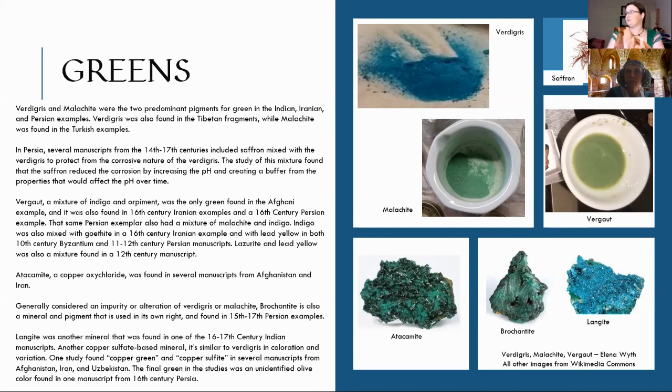Another green was vergaut, and it's the mixture of indigo and orpiment, so your arsenic base. And let's see, we also had some atacamite, brochantite, langite. Those are all copper-based minerals. So if you're seeing a copper-based mineral out in the wild, it was probably used for green somewhere. But those were not found in nearly as many sources as your verdigris and your malachite.